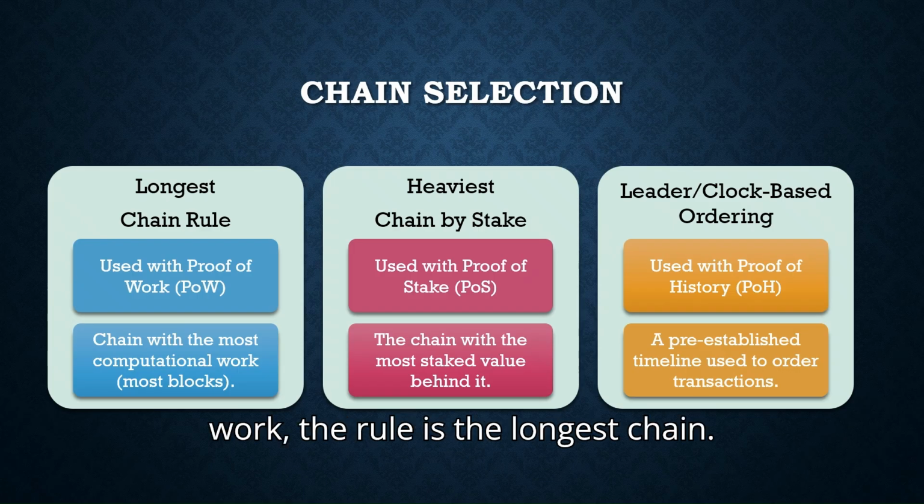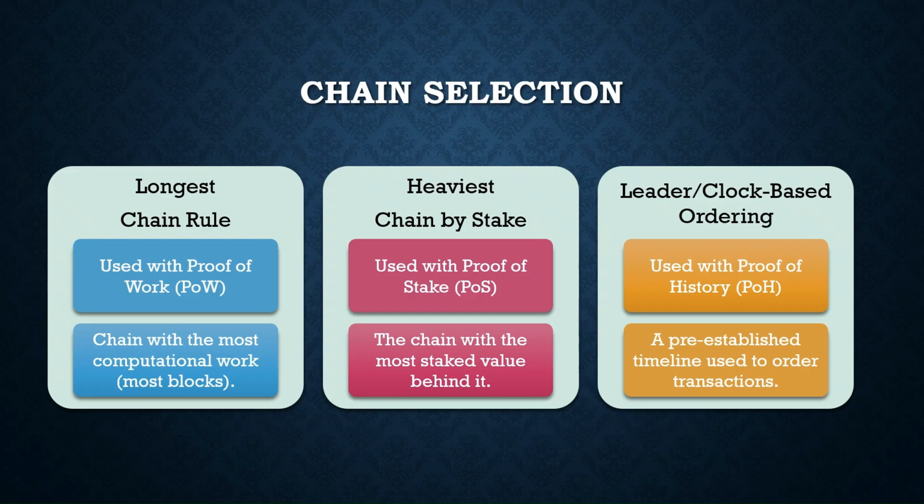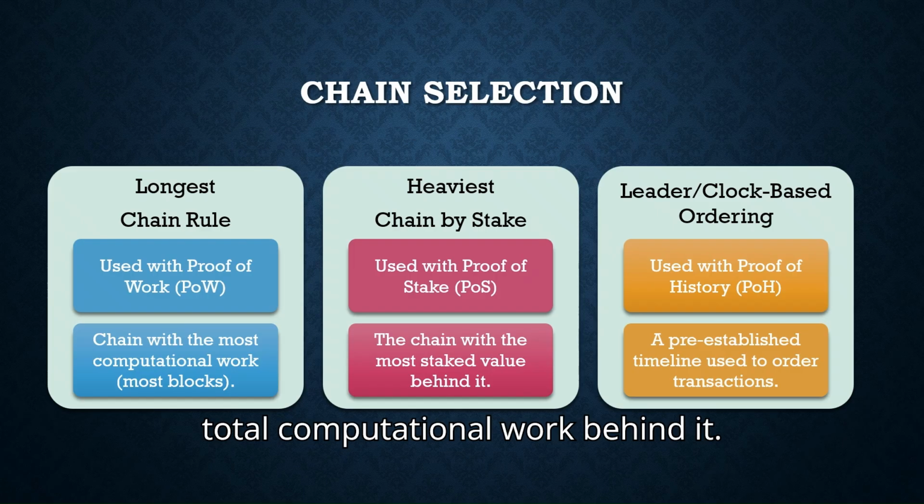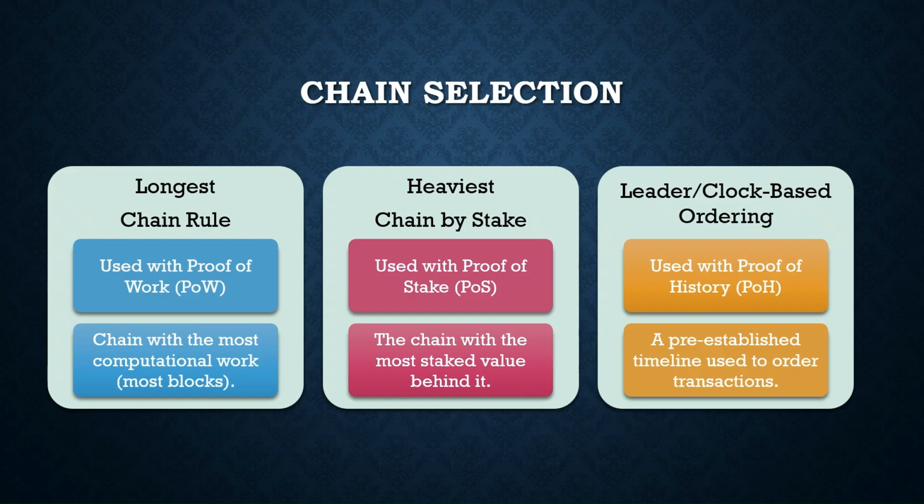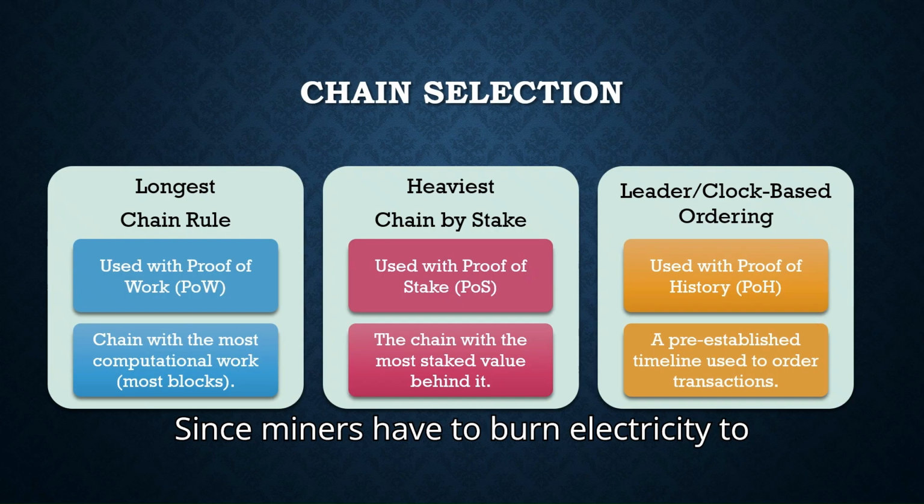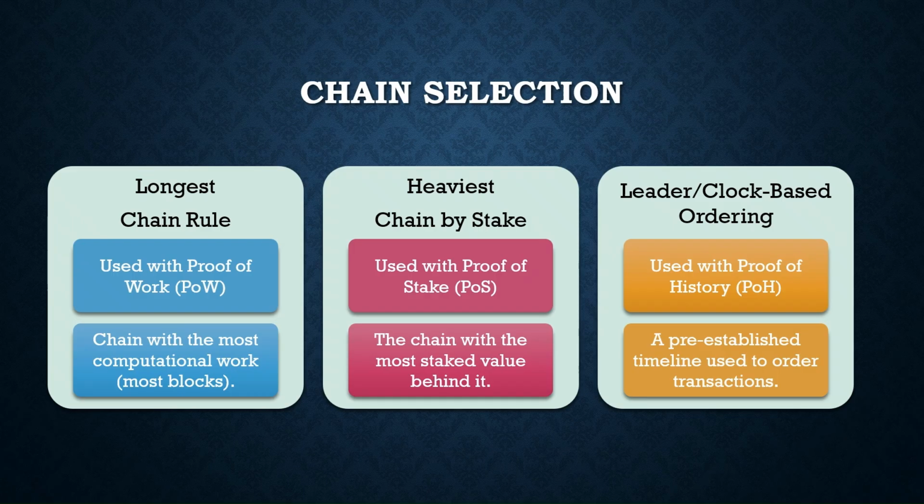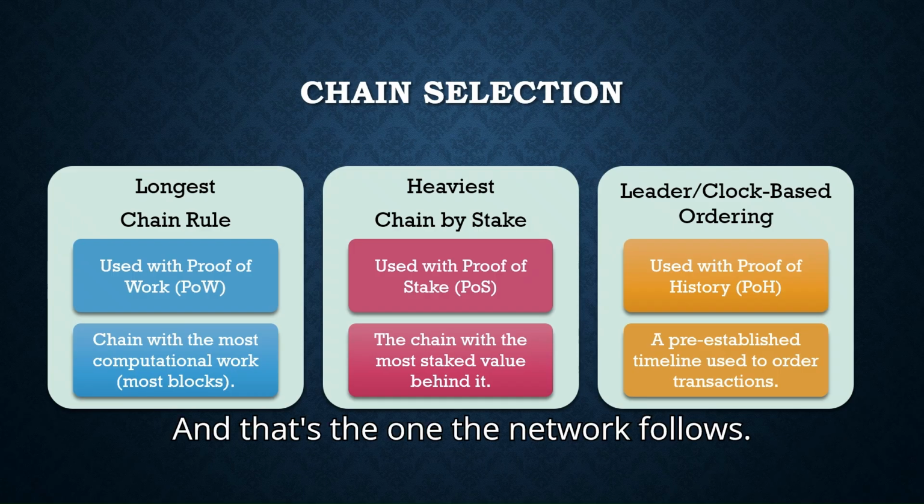With proof of work, the rule is the longest chain. But longest doesn't just mean the most blocks. It means the chain with the most total computational work behind it. Since miners have to burn electricity to add blocks, the chain with the most accumulated work is the most secure. And that's the one the network follows.